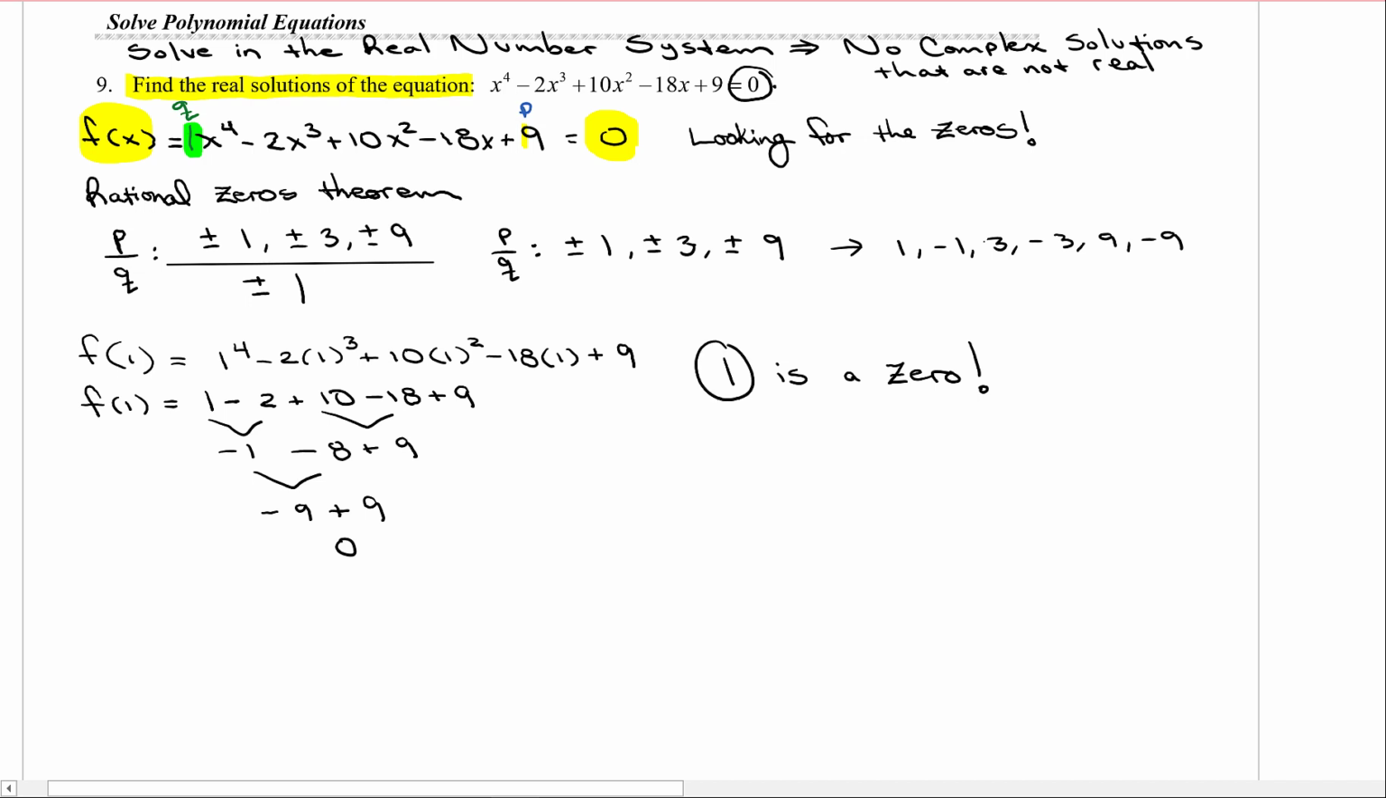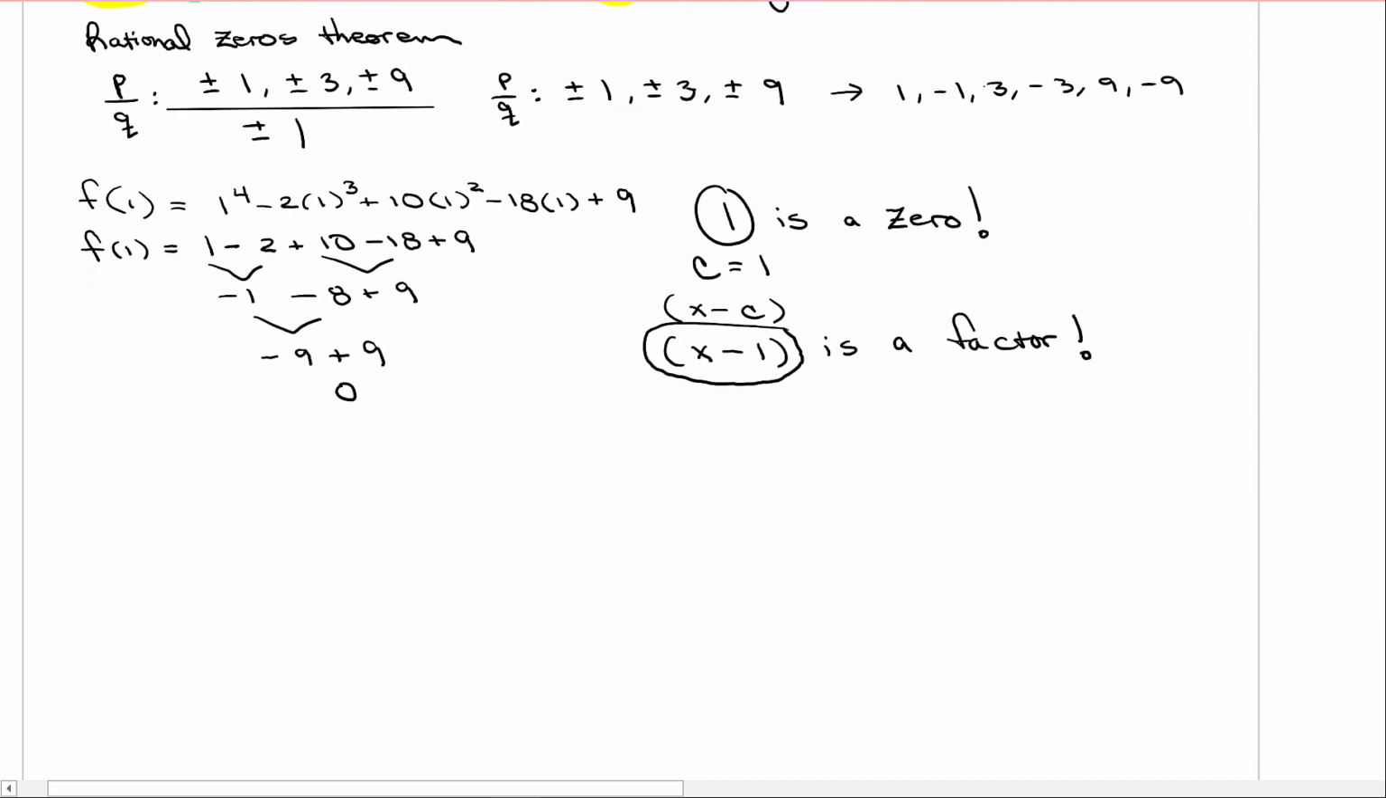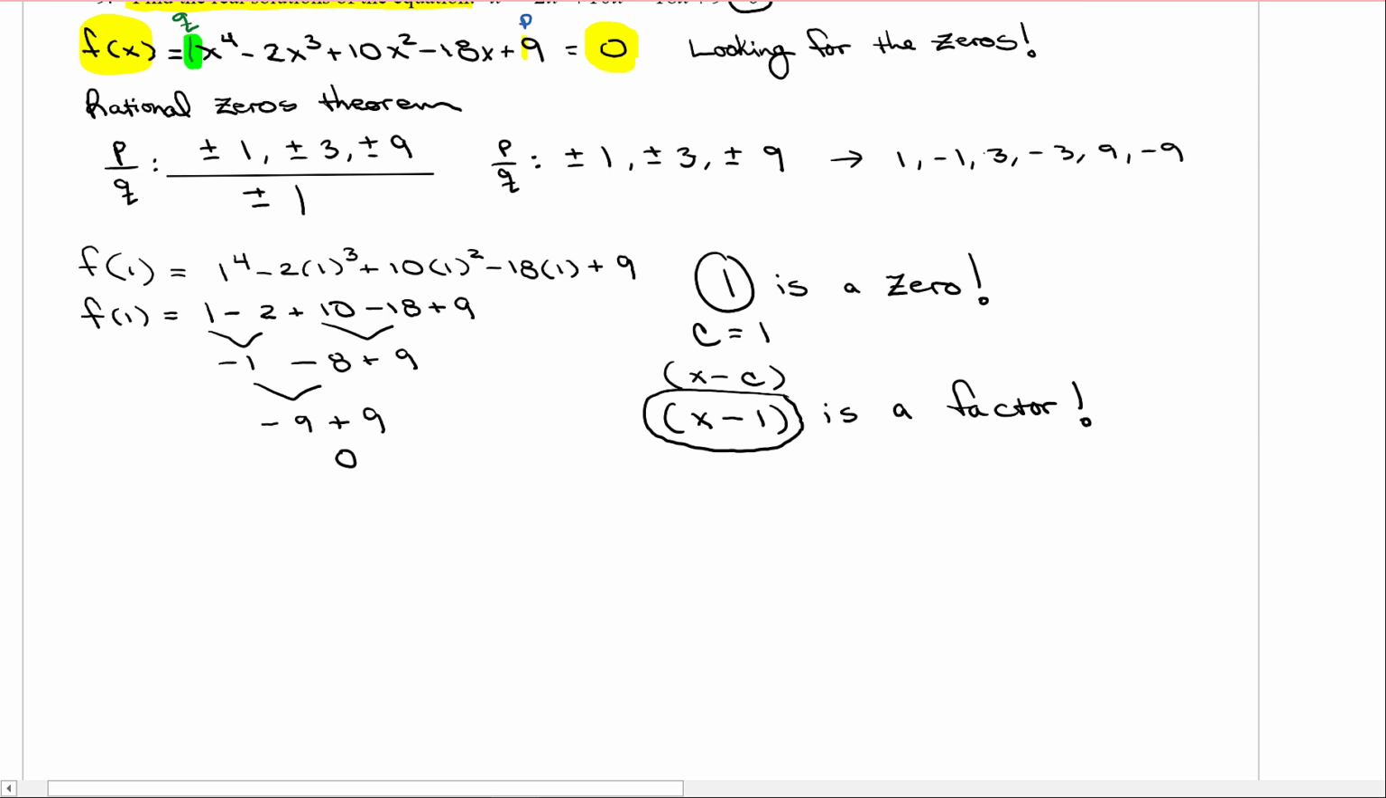Come on, you can't say that doesn't feel good. That's awesome. It's a very exhilarating feeling when you get a 0, especially on your first try like that. You're like, wow, I found a factor right away. So x minus 1 is a factor of f of x. That means, because it is of the form x minus c, I can use synthetic division to start breaking down this polynomial function into factored form.